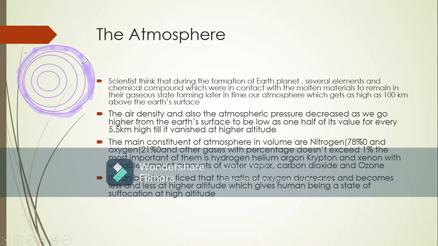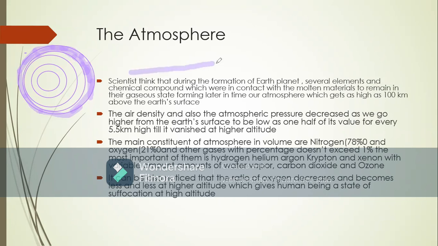Okay, so the air enclosed around the Earth. Scientists think that during the formation of Earth, several elements and chemical compounds which were in contact with molten materials remained in their gaseous state, later forming our atmosphere, which extends as high as 100 kilometers above the Earth's surface.